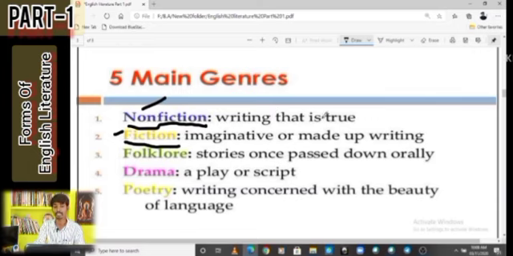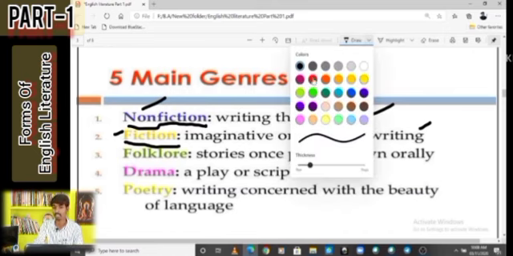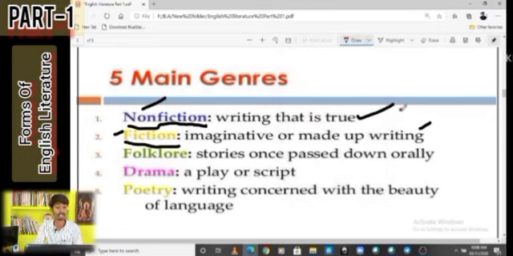First one, writing that is true. It is a work that must be true, such as a historical event which has happened on this earth. That must be the truth. Then we consider non-fiction. What is imaginary, we consider fiction. Imaginative or made-up writing is fiction, and what is the truth or a historical event which has happened on this earth is considered non-fiction.